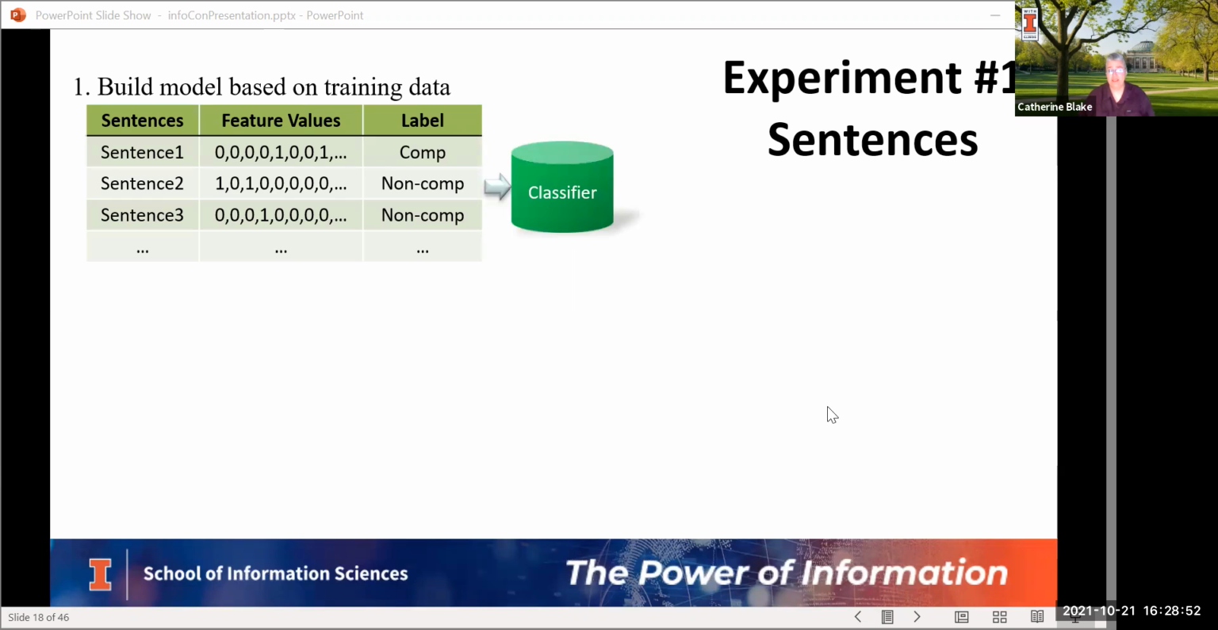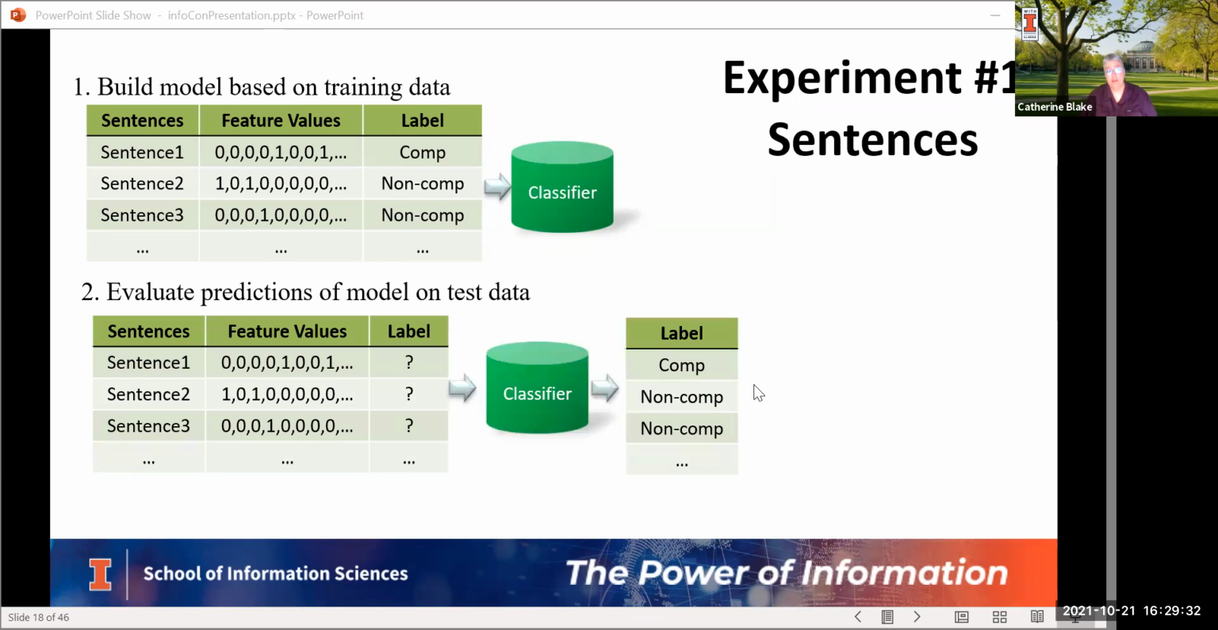How we do that is we build a classifier. We take a sentence and decide whether that sentence is a comparison or not. So in the first experiment I'm telling you about, what we're trying to predict is whether a sentence is a comparison or not. We come up with a set of features, and I'll tell you about those in a moment. For now, you can think of each sentence as being a row in our matrix, each column as a feature, and we have a label. We feed this to our machine learning algorithm, which builds a model.